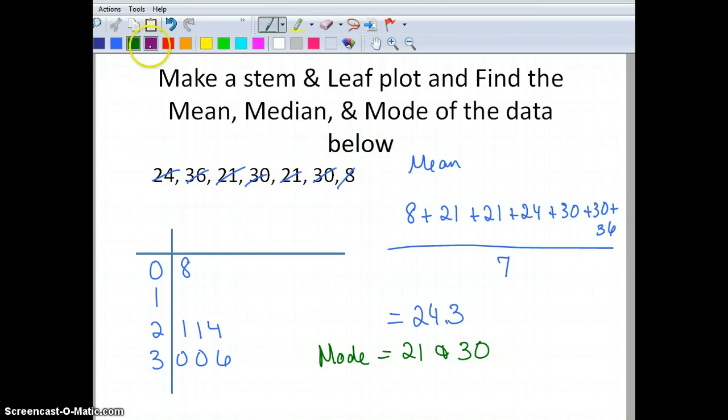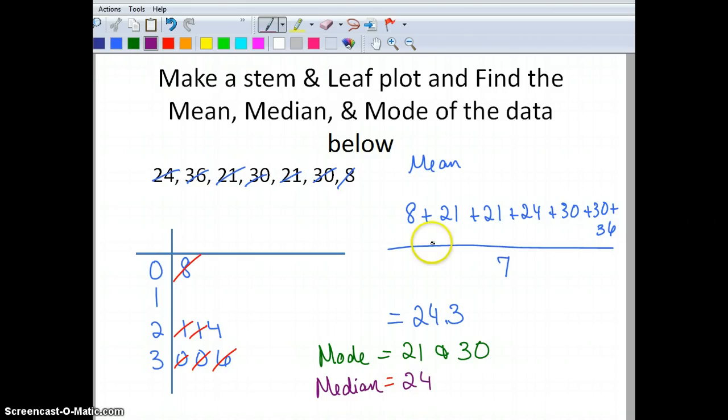Now the median is going to be the number that occurs in the middle. I'm just going to use this stem and leaf, that'll work fine. And I'm just going to cross them out as I go because I want to find the number that's directly in the middle. Okay, those are my 2 ends. So my median is the number that occurs directly in the middle. So it should be 24.